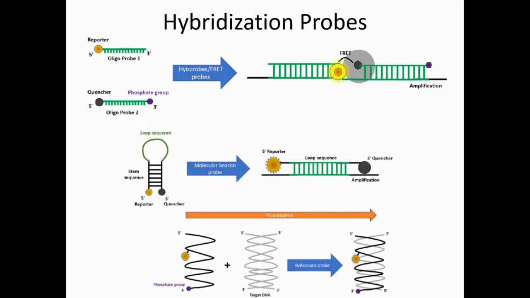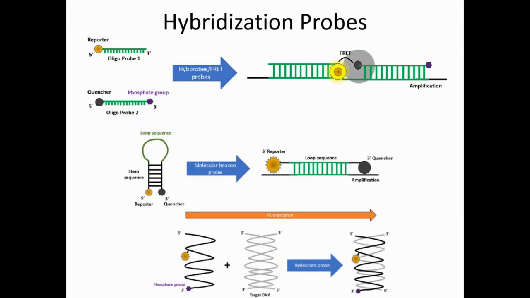The other one is known as a FRET probe, F-R-E-T. They have a pair of oligonucleotides binding to adjacent target DNA sequences, and one probe carries a reporter at the 3' end, and the other probe contains the quencher at the 5' end. Also a phosphate group is attached to the 3' end. The probe sequences are designed to hybridize to the target DNA in a head-to-tail orientation so that the two fluorophores are in close proximity.